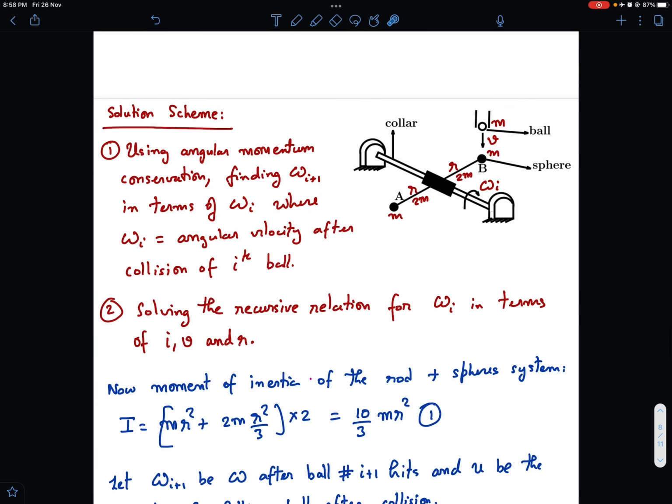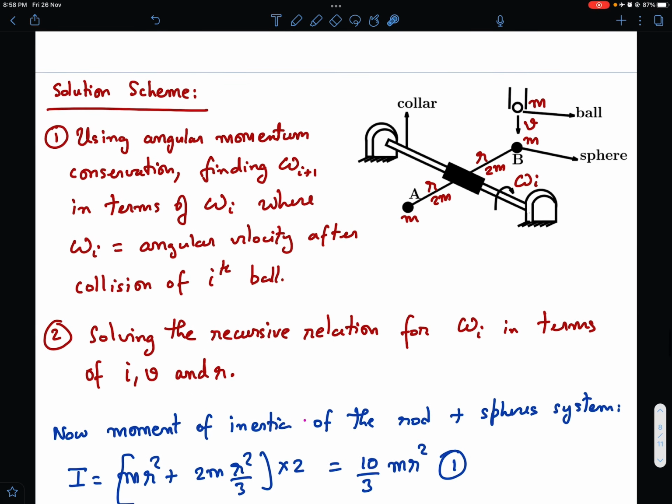So what is my solution scheme? Balls are colliding here, and if I consider a ball and this rotating rod plus sphere system, the impulse of collision between these two is an internal impulse, and therefore angular momentum can be conserved. Not just a convenient axis, this is the only axis about which you can conserve angular momentum. Why? Because when this ball is striking, there might be some impulse from this axis also, but about this axis the angular impulse will still be 0, and therefore I can conserve angular momentum about this axis. So that will be one part.